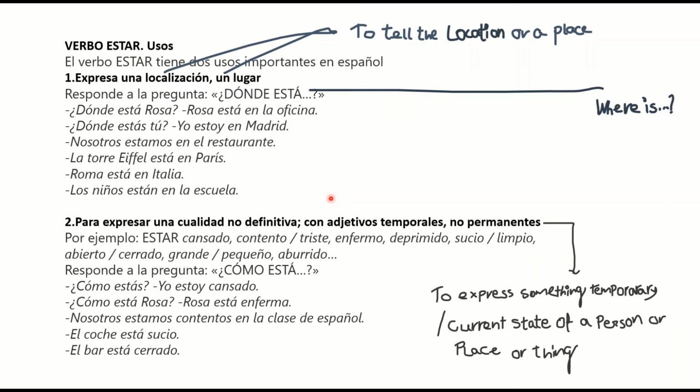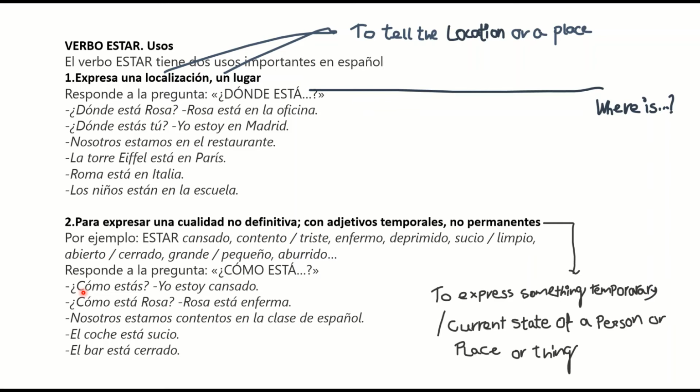So again, there are a couple of examples given here. Responde a la pregunta ¿cómo está? You respond to the question ¿cómo está? Someone is asking ¿cómo estás? Yo estoy cansado. Cansado means tired. ¿Cómo estás? Yo estoy cansado. I'm tired.